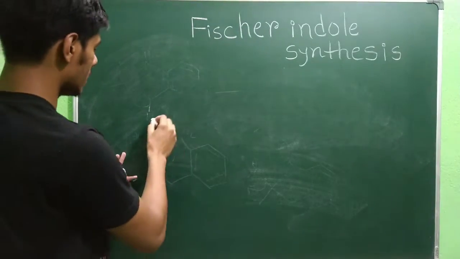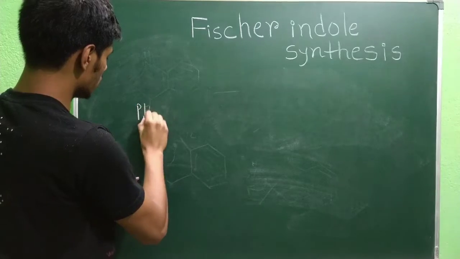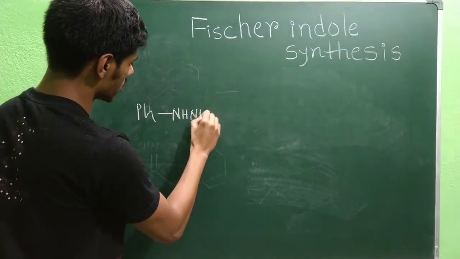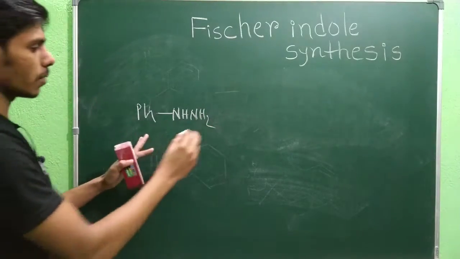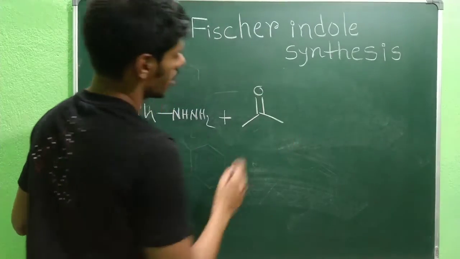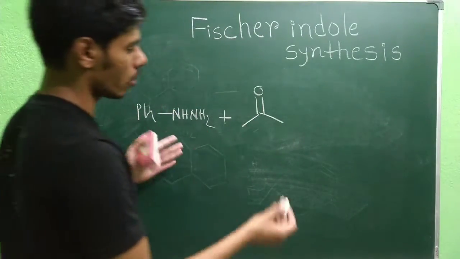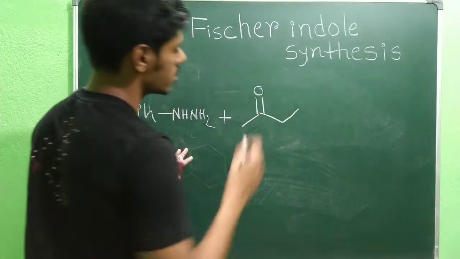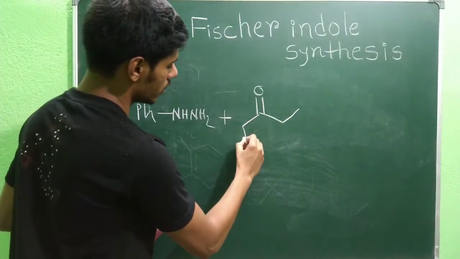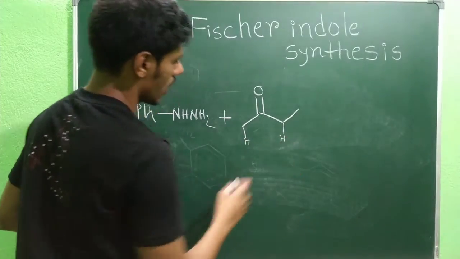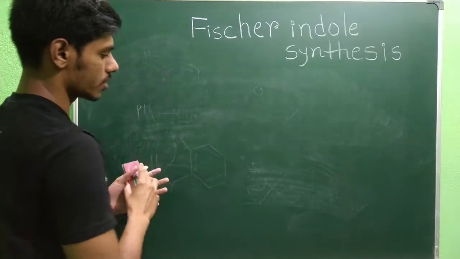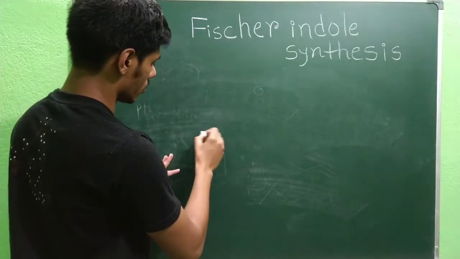For example, in this case, here we used this NH2 compound. So we can use the same compound, but in the previous case we used a symmetrical ketone, namely acetone. But what will happen if we use some unsymmetrical ketone like this, where you have two different types of alpha hydrogen atoms?